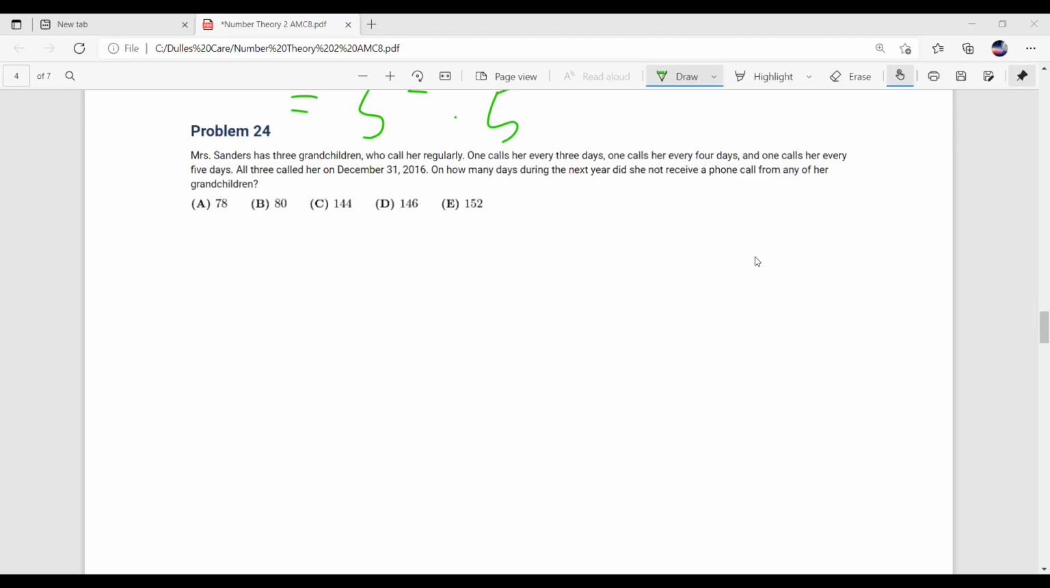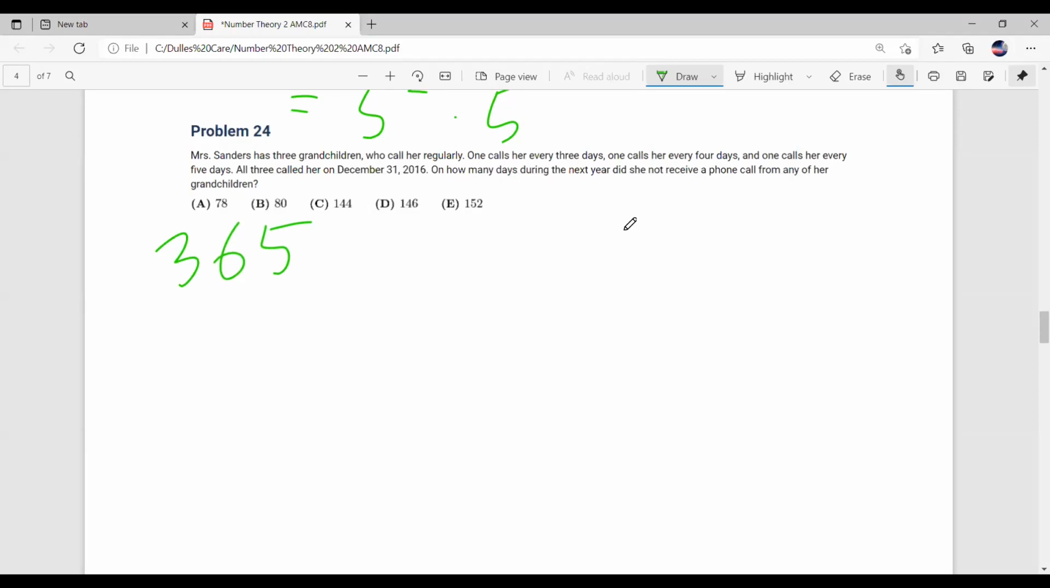Okay, so Mrs. Sanders is very resentful of her grandchildren who do not in fact call her every day. So she's counting the number of days in which she receives no love from any of her 3 grandchildren. So let's look at 2017. It's not a leap year. So how many days are in 2017? Could anyone put that in chat? Right, 365. Since it's not a leap year, we have 365 days.